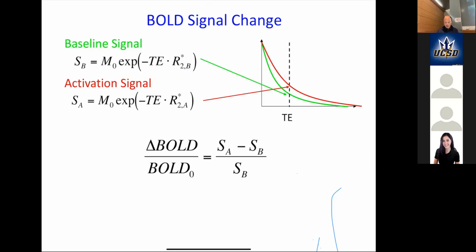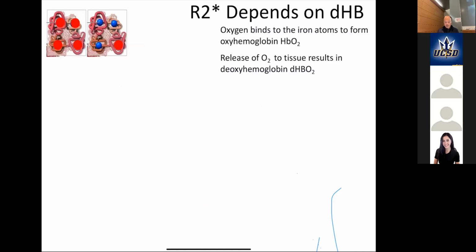Typically what people talk about is the BOLD signal change, which is the activation signal minus the baseline signal, over the baseline signal. If you do a first order Taylor series expansion, that turns out to be minus the echo time times the change in the relaxation rate. Since we know that this overall thing is positive, that means delta R2 star must be negative. That means the relaxation rate decreased. So let's see why that would happen.